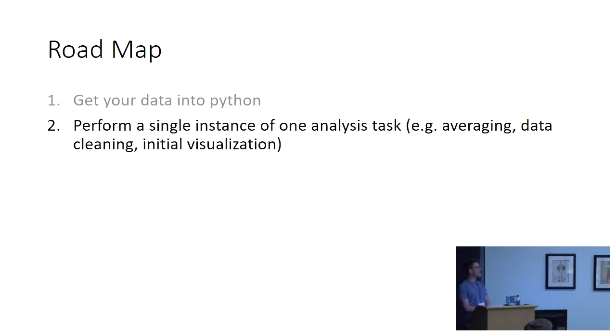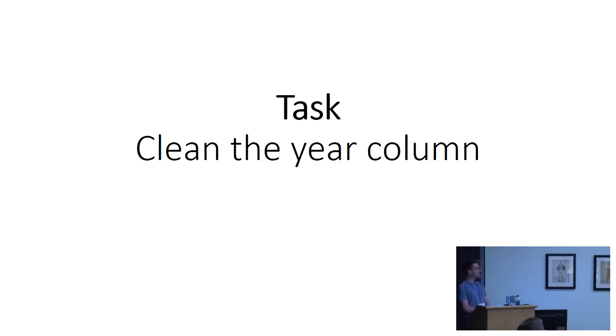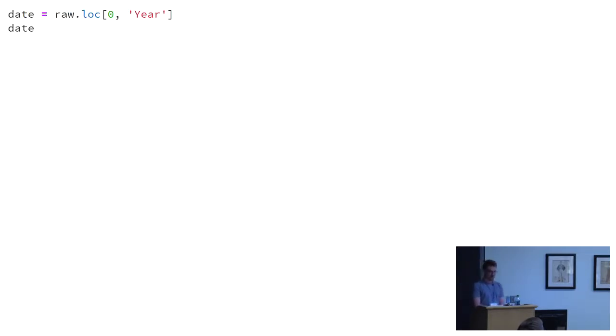So step 2 on our roadmap: perform a single instance of one analysis task. It's really easy to have a workflow that's really complicated, and you need to be able to do it piecewise, and you don't want to have to reinvent all of these wheels that you have working. Let's clean the year column.